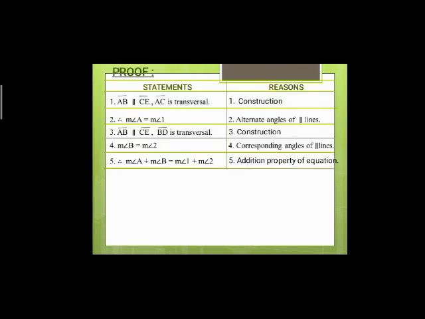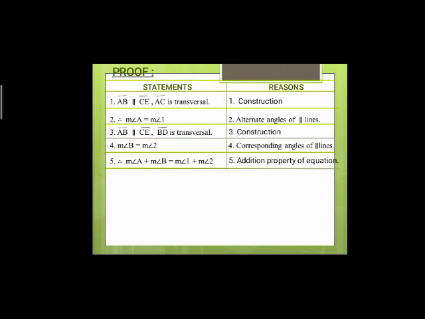So now we move toward our proof. The first statement: AB is parallel to CE and AC is the transversal. We already discussed what a transversal is, because due to the construction AB is parallel to CE and AC is transversal. So with the help of alternate angles of parallel lines, angle A is equal to angle 1. We already discussed in theorem number 3 that the alternate angles of parallel lines are equal. It means angle A is equal to angle 1.